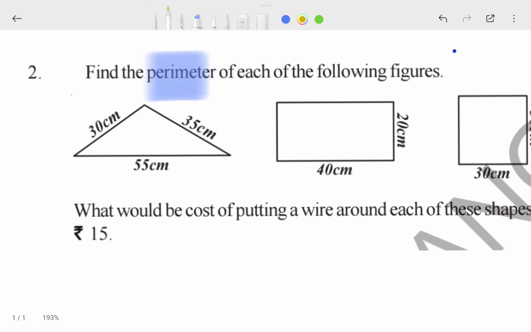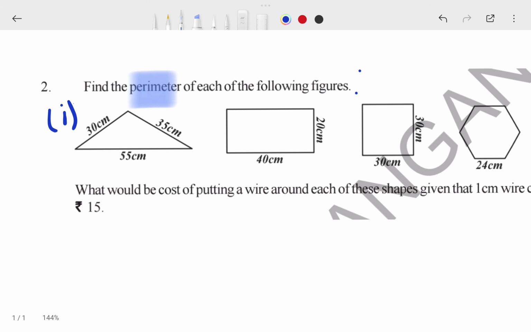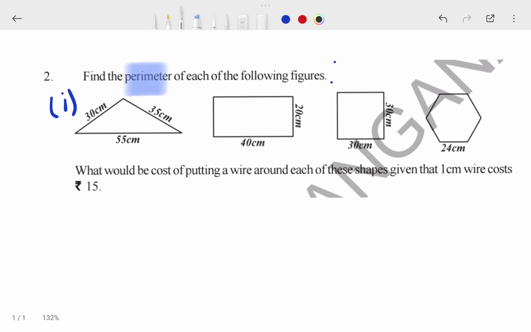So let's observe this figure. This is our first figure, this is our second figure, and this is our third figure. Let's do the first question here. Next, it is asking what would be the cost of putting wire.